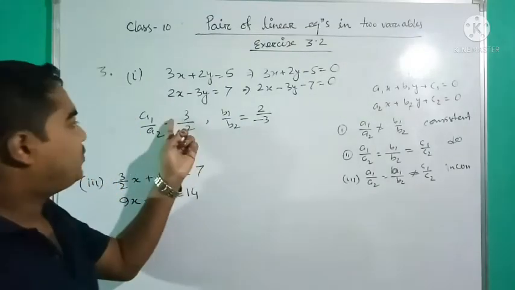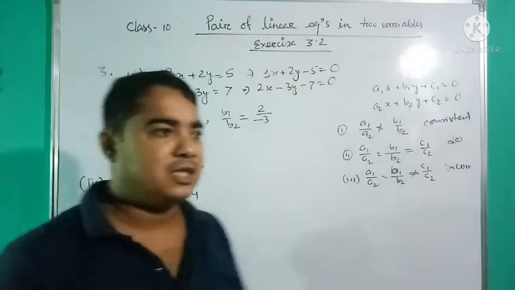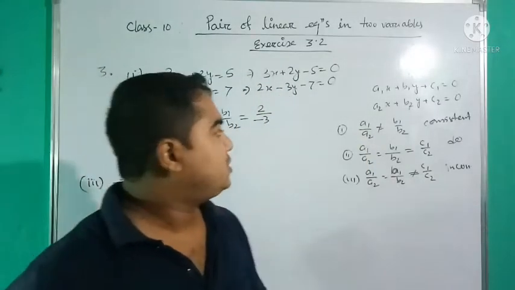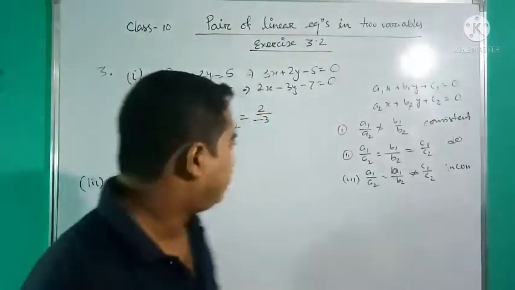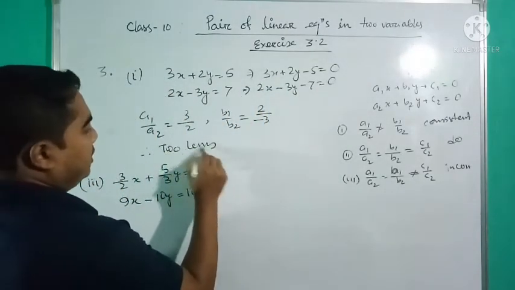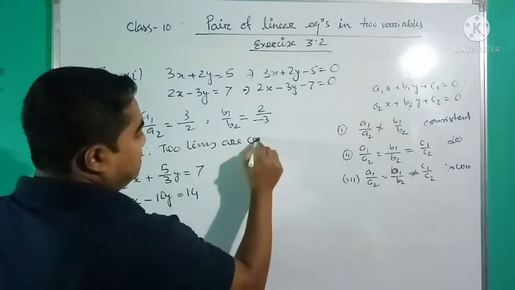Are they equal? It is a positive number, and this one is a negative number. Positive and negative are never equal. So we got the first condition. Which one is satisfying? Condition number 1. Therefore consistent. Therefore the two lines are consistent.